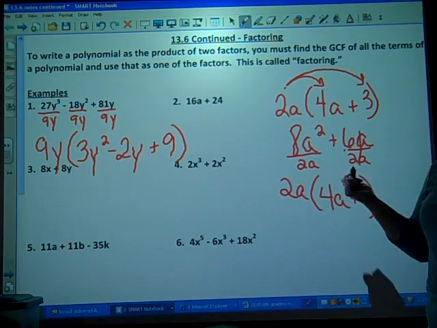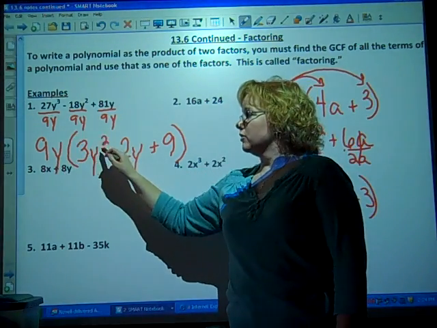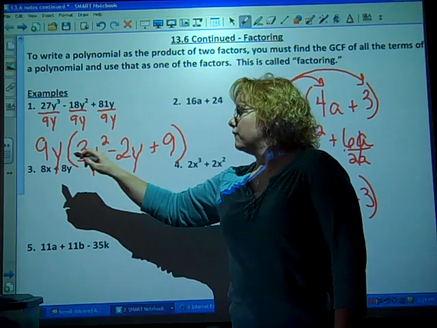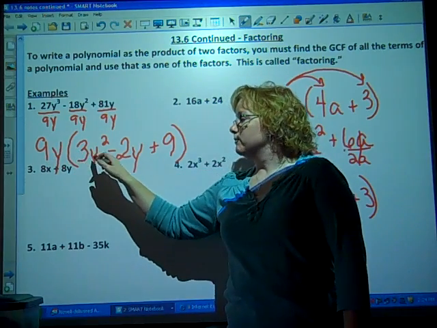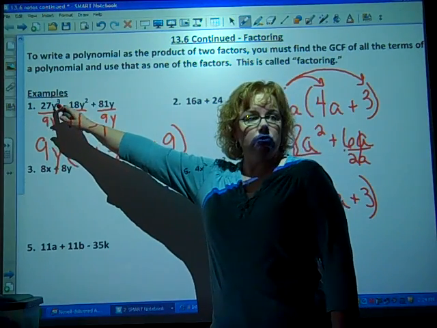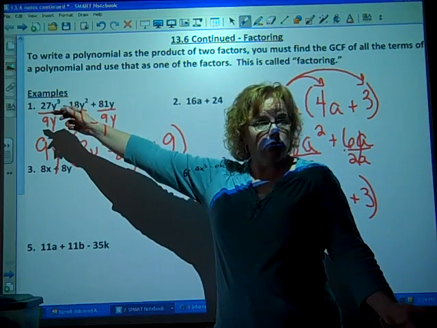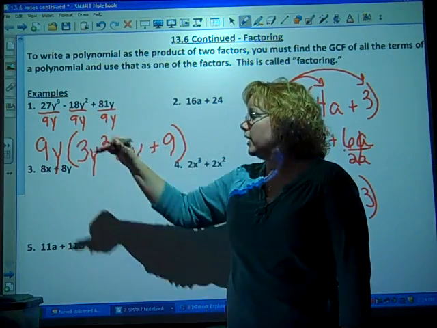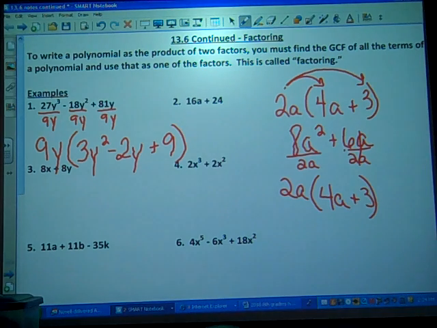Do what we did today and just distribute. So if I take 9y times 3y squared, shouldn't I get 27y to the third? And if I don't, I did something wrong, right? Okay, so you can check your work on these.